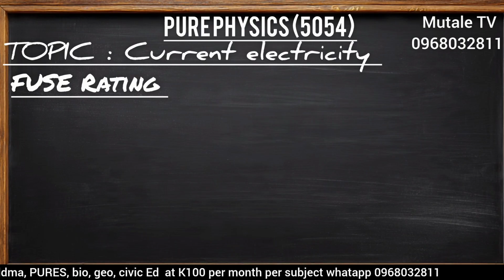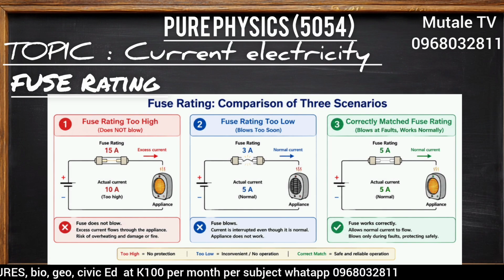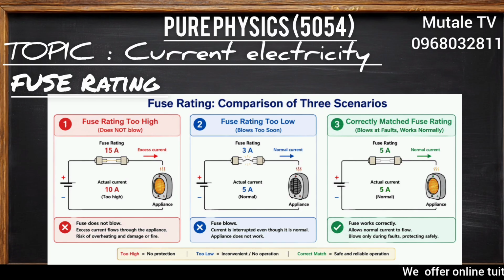Alright, finally let's look at the fuse rating. So fuse rating is the maximum current a fuse can safely carry without melting. So choosing the correct rating matters. If the fuse rating chosen is too high or too large, it allows too much current to flow before it reacts, defeating its purpose. If it is too small, the appliance will not even be able to work properly, since the fuse would melt under normal operating current.